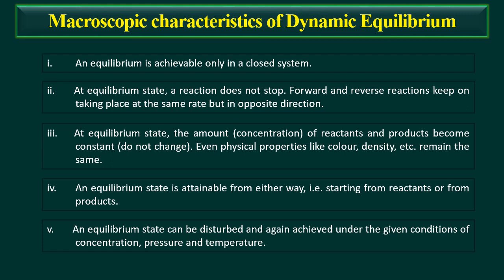And number 5 is, an equilibrium state can be disturbed and again achieved under the given conditions of concentration, pressure, and temperature. I hope you understand.